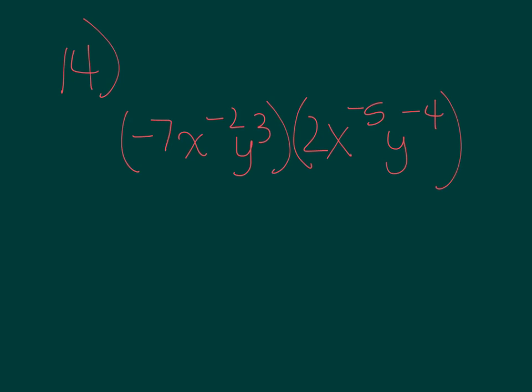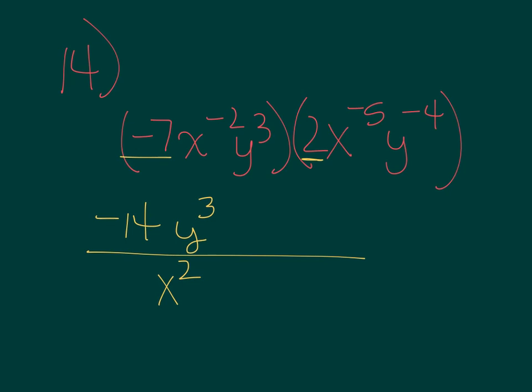So the first thing we're going to do is look at the coefficients. We're going to look at negative 7 times 2. That is multiplication, so that's negative 14. Now, I'm going to draw a big fraction bar because I'm going to put stuff where it belongs. X to the negative second, that should go on the bottom of the fraction. Y to the third, it's positive exponent, that should be on the top of the fraction. X to the negative fifth, that should go to the bottom of the fraction. Y to the negative fourth should go to the bottom of the fraction.